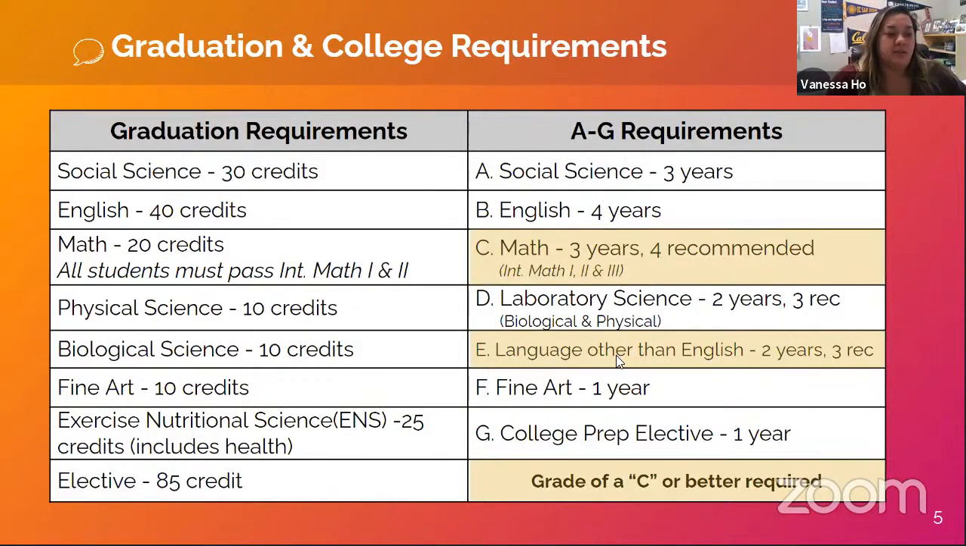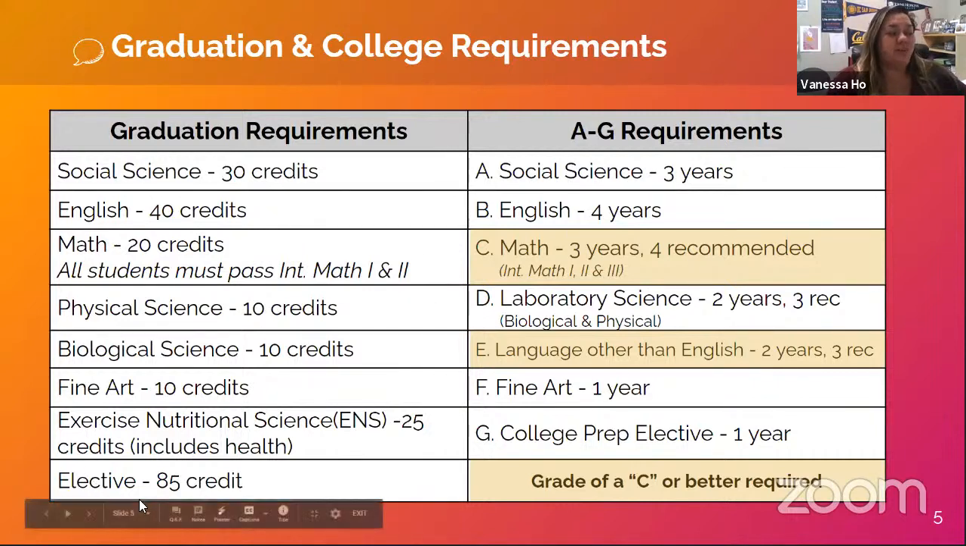Another thing that is different is our language other than English. It is required for college admissions for most colleges and universities, but it's not required for graduation requirements. So students do need to get to at least the 3-4 level of a language other than English. In addition, students both need to take electives to graduate as well as at least a college prep elective. And there's specific courses that are college prep electives exclusively. But really, if students take more than the minimum required in any of the A through F requirements for college, they will satisfy that college prep elective. It will count towards the college prep elective.